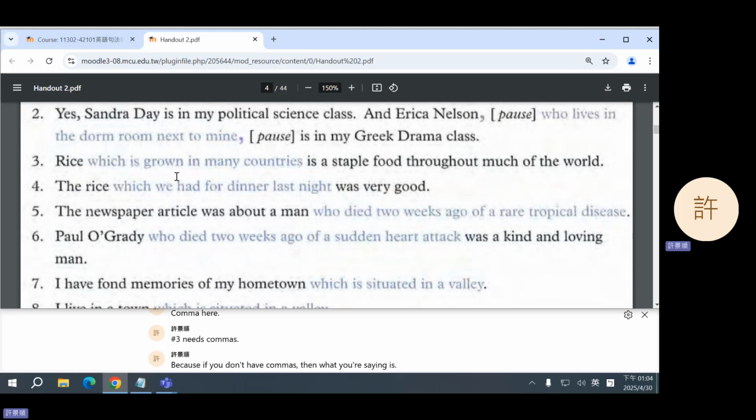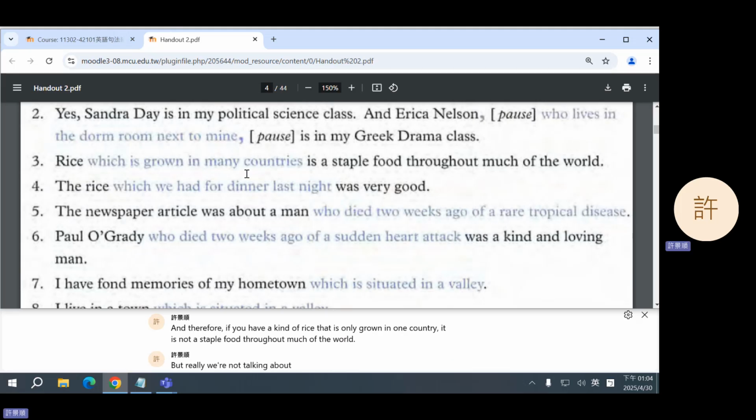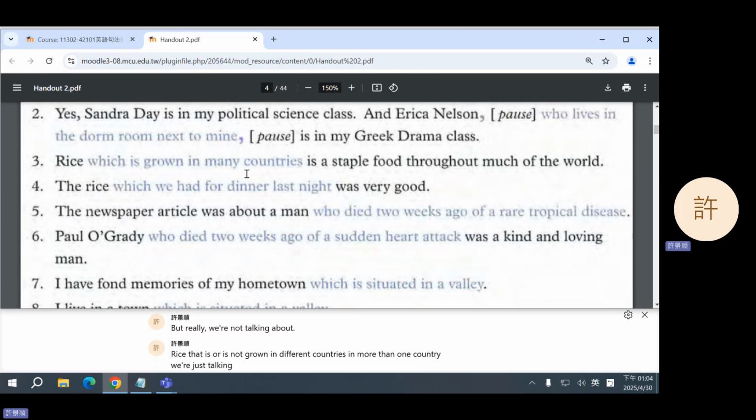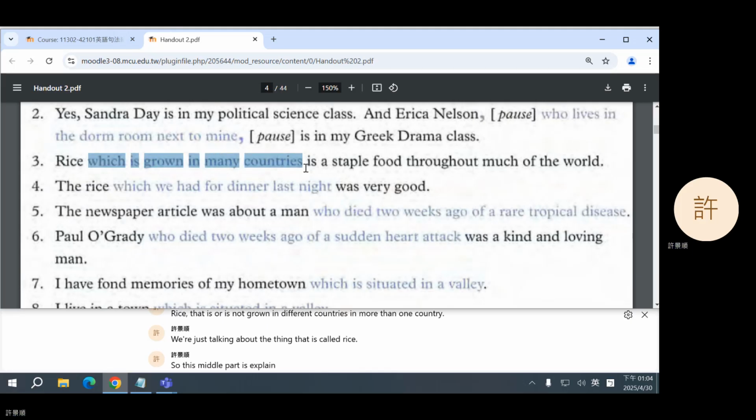the rice which is grown in many countries is a staple food. And therefore, if you have a kind of rice that is only grown in one country, it is not a staple food throughout much of the world. But really, we're not talking about rice that is or is not grown in different countries, in more than one country. We're just talking about the thing that is called rice. So this middle part is explaining something about rice. It is not changing the meaning of what kind of rice we're talking about.